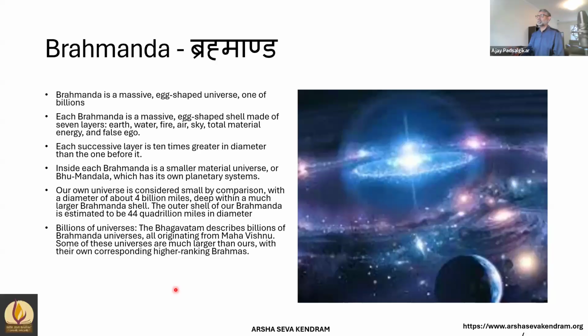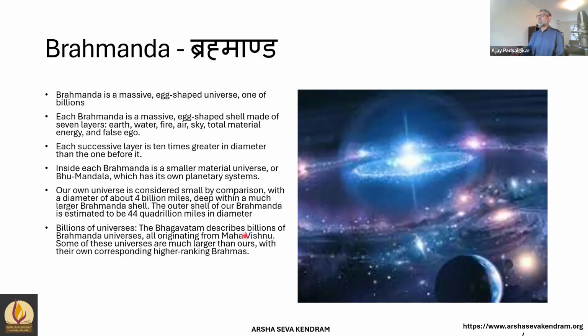in the countless Brahmandas. And it actually gives a value in yojanas, which is again translated as 4 billion miles in diameter. Now, we'll talk about what that distance, what that unit actually means. And if you take 10 times larger and you keep on multiplying, you get to about 44 quadrillion. So that's 44 times 10 to the 17th miles in diameter for the entire Brahmanda.